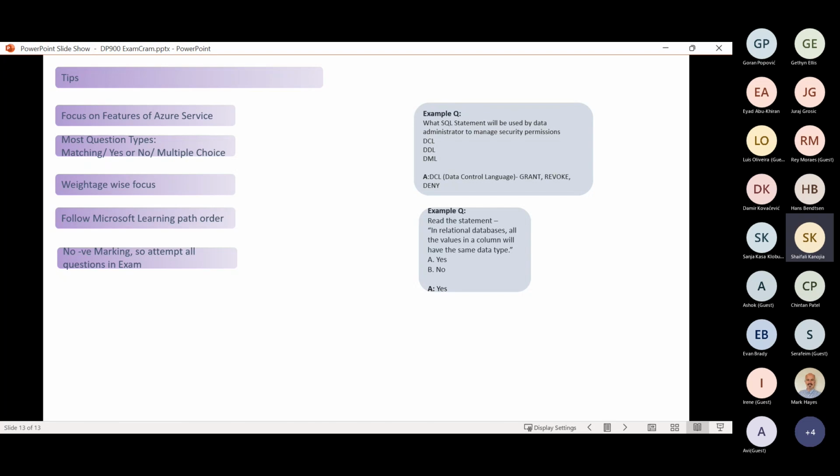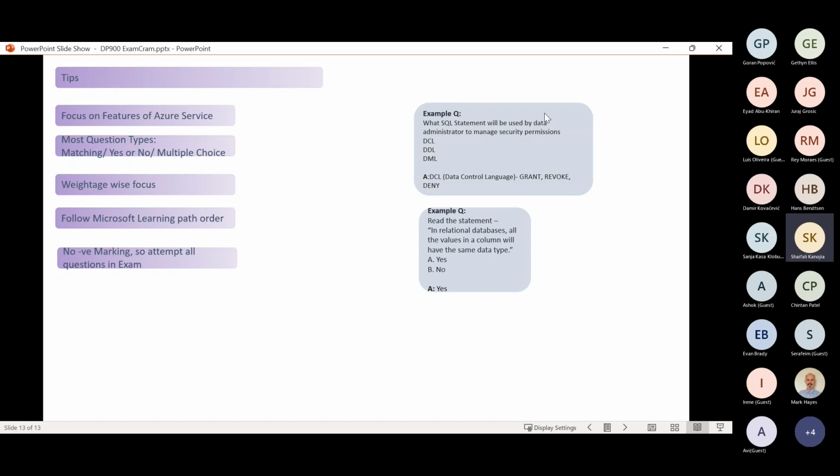Yeah, some concepts could be independent of each other, but as a whole, the whole learning path is interlinked. There is no negative marking in the exam, so attempt all the questions, because you might have an answer that is correct which you might think is incorrect. So you should attempt all the questions.